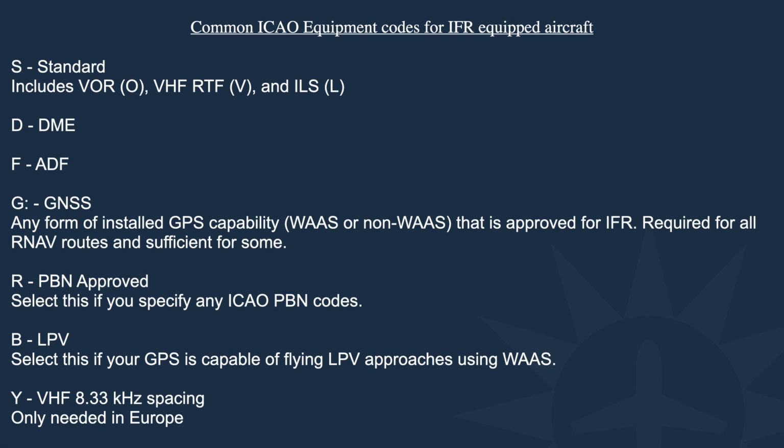So these are the common equipment codes for IFR equipped aircraft. The most important code, maybe not the most important, but the most common code is Standard. And think of Standard as like a bucket. The Standard code will include your VOR Oscar code, your VHF Victor code, and your ILS Lima code, all in one code. And that's just to reduce the number of letters in the equipment string. So if you have all three of those capabilities, you can put that in the Standard, and you do not need to designate each code individually. Just save yourself some time and some space on the equipment string line, and just put the Sierra in there.